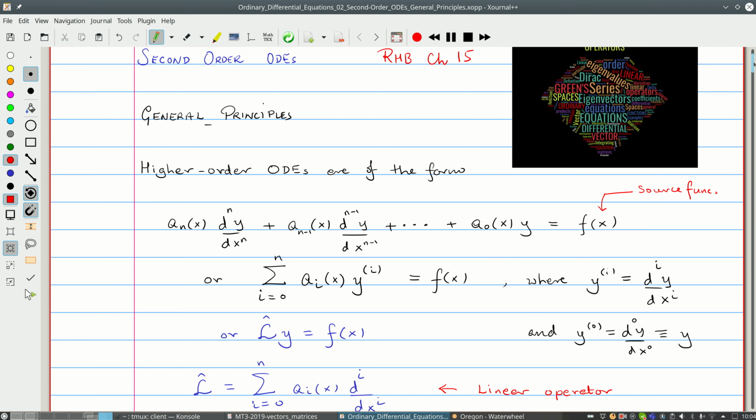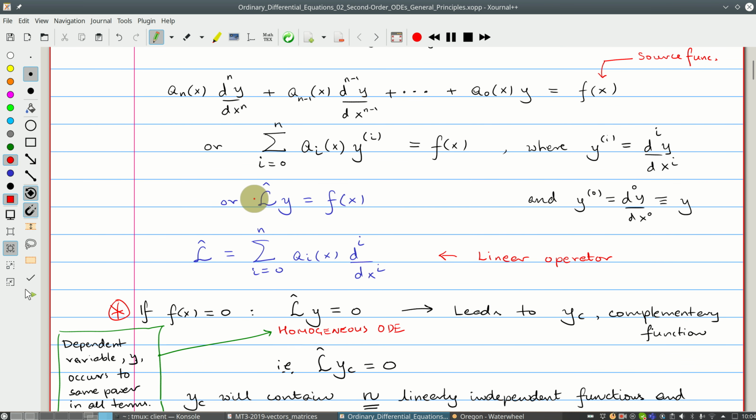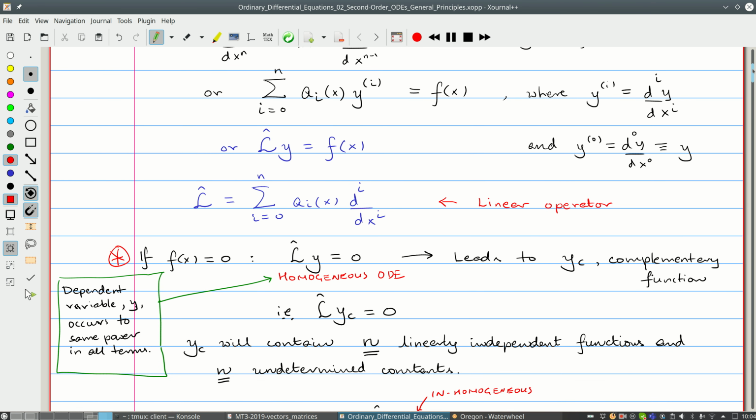Then in operator form, we write it as the operator L hat operating on y to give you f(x), where the operator L hat is the linear operator: the sum from i equals 0 to n of the functions a_i(x) times the derivative operators d^i/dx^i. Now this is a linear operator. If you haven't shown this, try and show it. We have seen how this can be done in one of our tutorials.